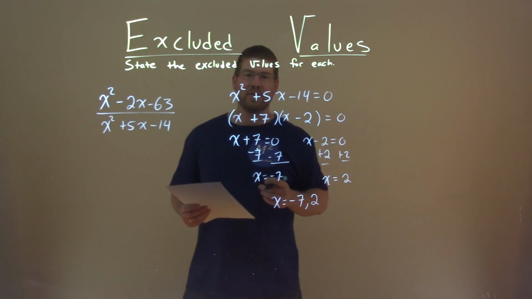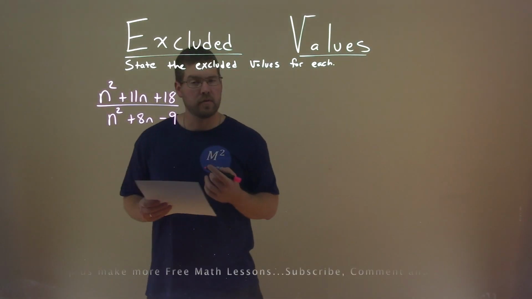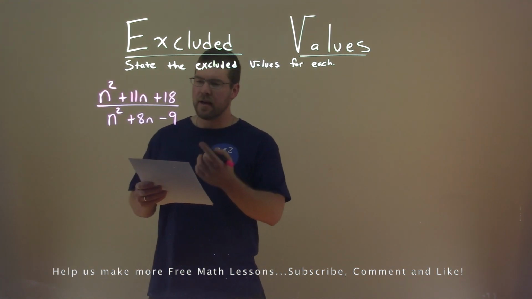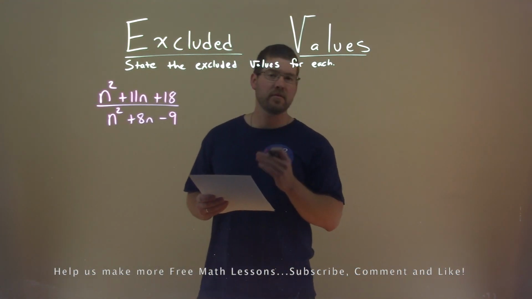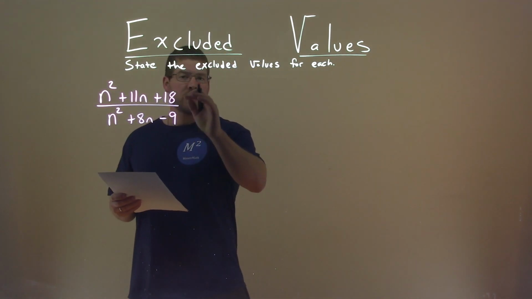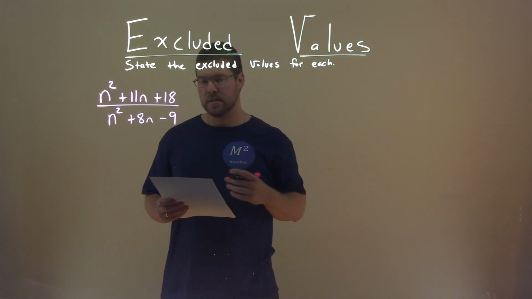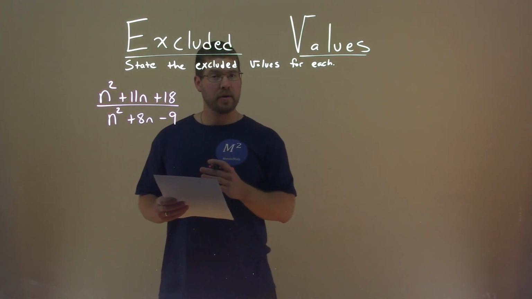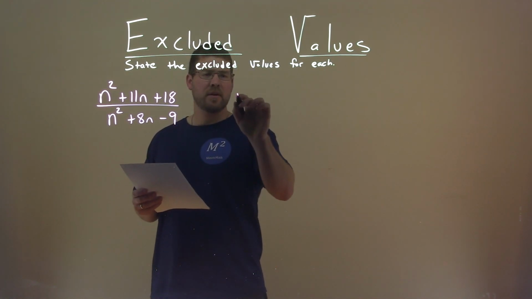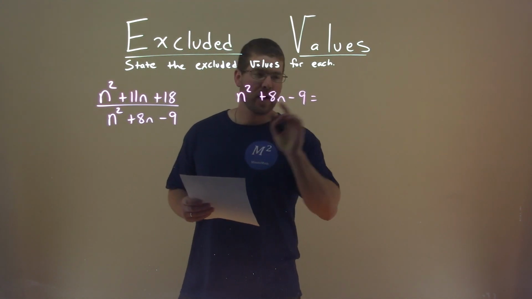We're given this problem right here, n squared plus 11n plus 18 divided by n squared plus 8n minus 9, and we need to state the excluded values. Well, I see division going on here. It's a rational function, and we know we cannot divide by 0. So if 0 is in the denominator, that is a big no-no. So we're going to take our denominator then, n squared plus 8n minus 9, and we're going to find when it's equal to 0.